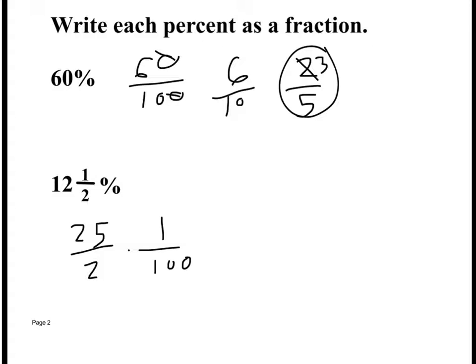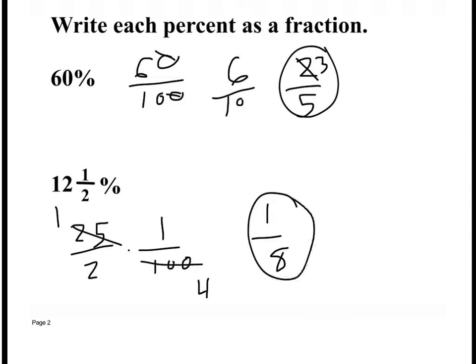You would not cross multiply, you would reduce if you can. Which I can take 25 out of 25 and get 1, 25 out of 100 and get 4. So that leaves me with 1 over 8, because 2 times 4 is 8. And that's my answer. So anytime you have a fraction as a percentage, write it as an improper fraction and times it by 1 over 100. Any questions? No.